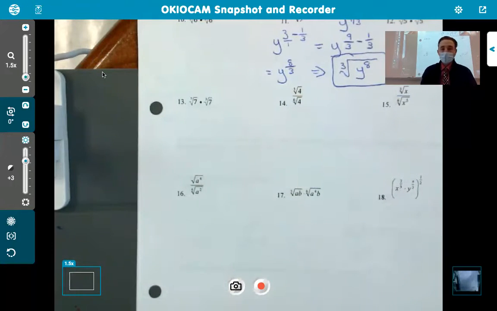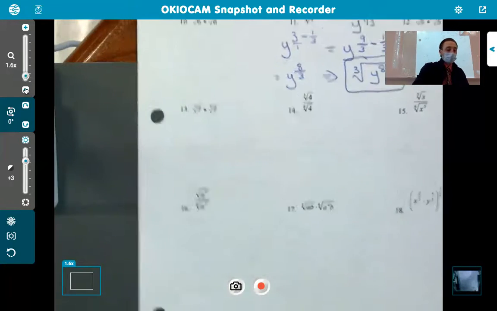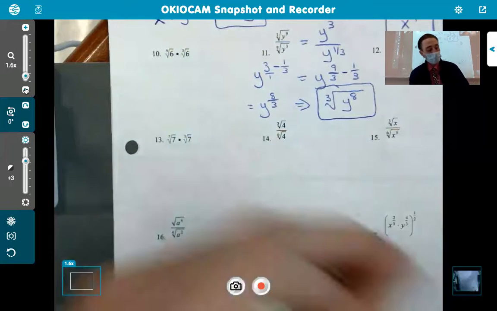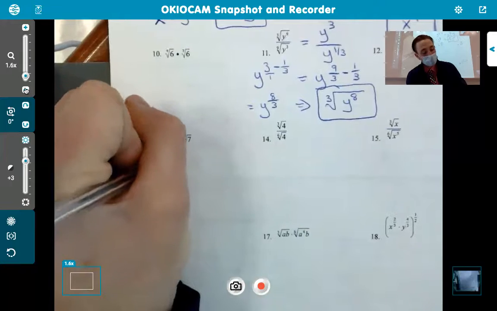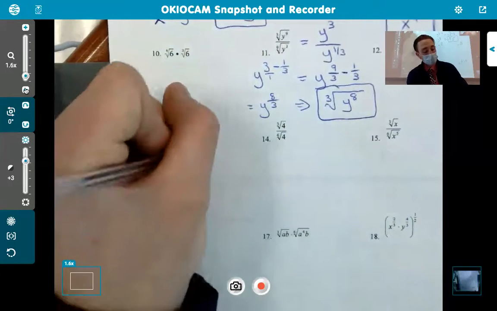13. I have the 7th root of 7 times the cubed root of 7. My first goal is to rewrite this in exponential form. So this is going to be 7 raised to what power for the first term? 1/7, good. Times 7 raised to what power in the second term? 1/3. Nice job.